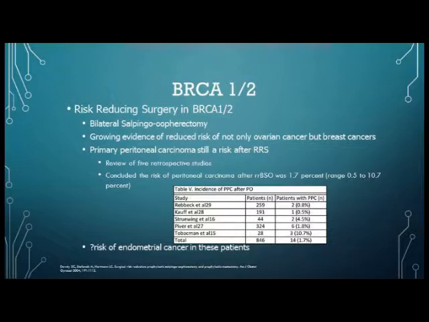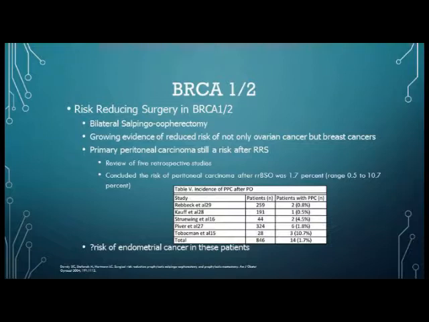We can't really mitigate too well the risk of primary peritoneal carcinoma. That is a cancer that starts in the lining of your abdomen. There are some studies listed up here about the risk of primary peritoneal cancer after risk-reducing BSO, and it's still about 1.7% total risk. So that's getting close back down to your baseline population risk for ovarian, fallopian tube, primary peritoneal, the whole thing, but still a risk.